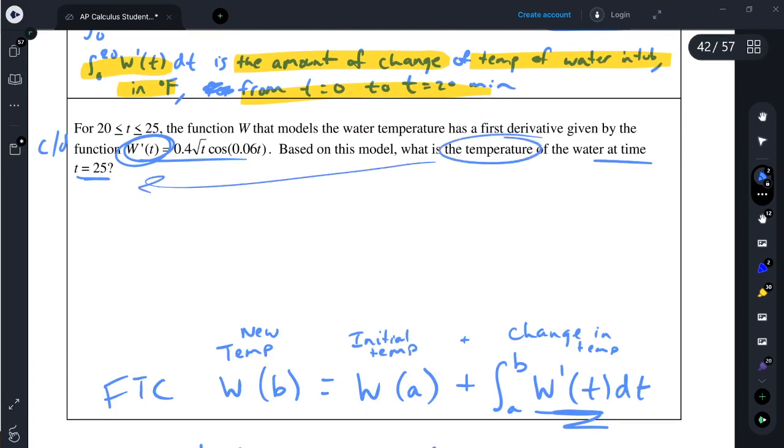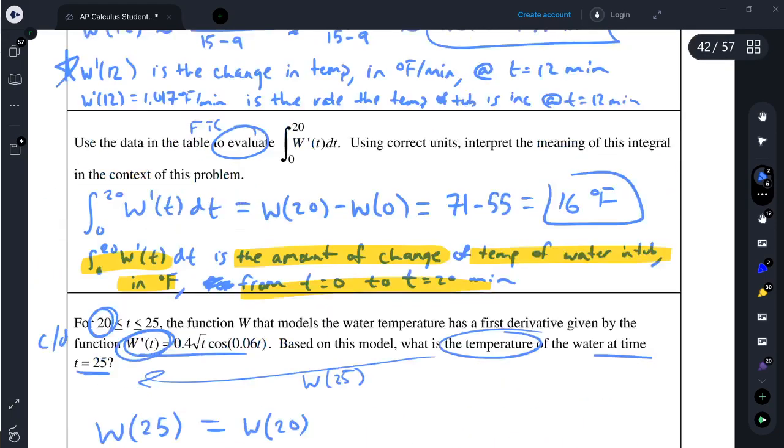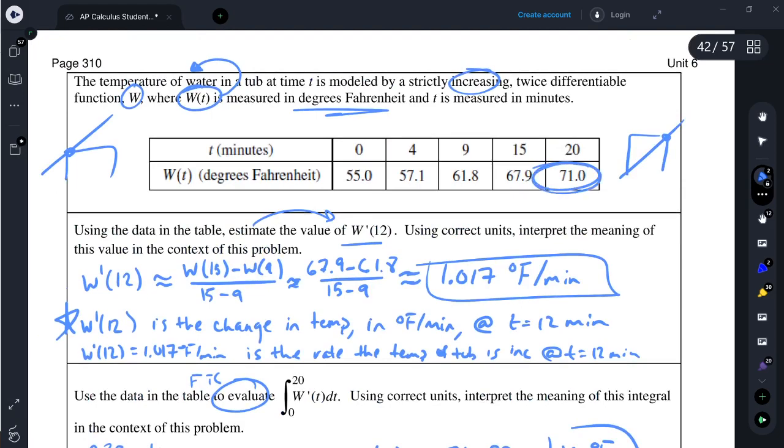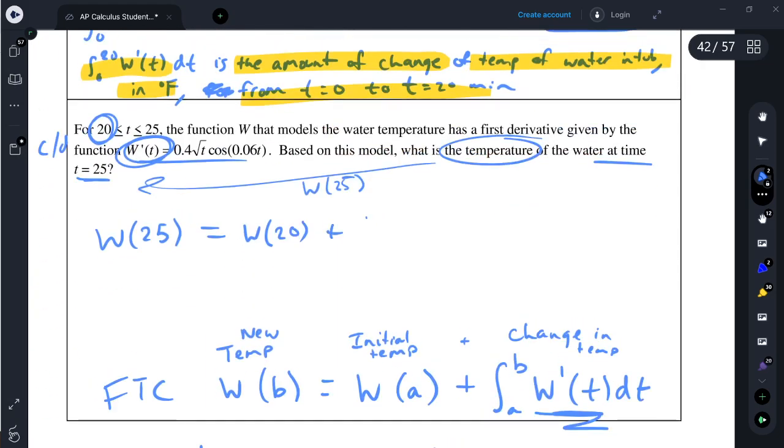So that's going to be w at 25, that's our w of b, right? So we want to know the temperature at 25 will equal, now we don't want to use 0, we want to use 20 because this equation is only working from 20 to 25. So we're going to say w of 20, and we do know that because the table gives us w of 20 is 71. So that plus the integral from 20 to 25 of 0.4 radical t cosine of 0.06 t dt.